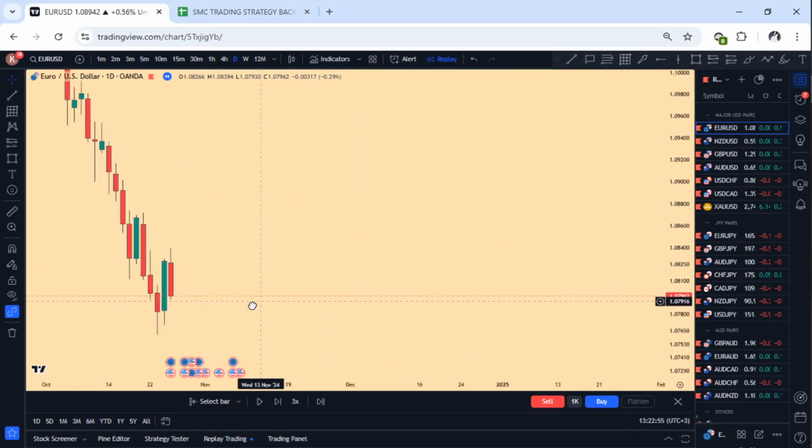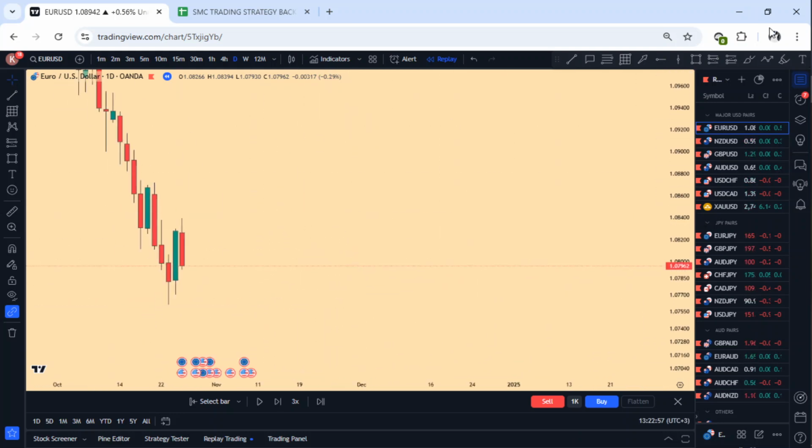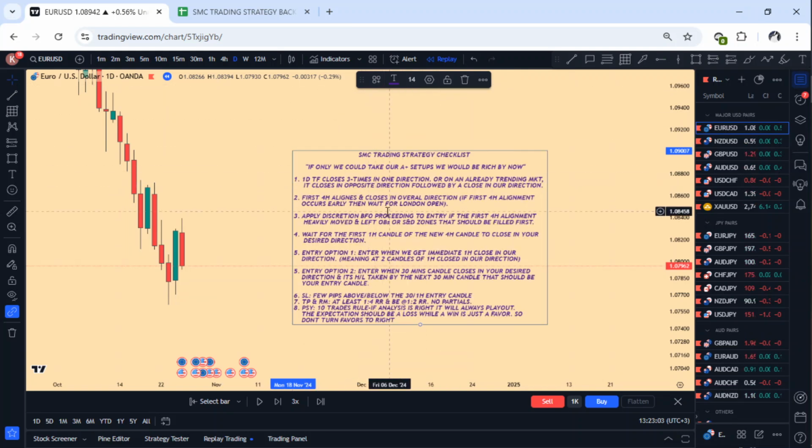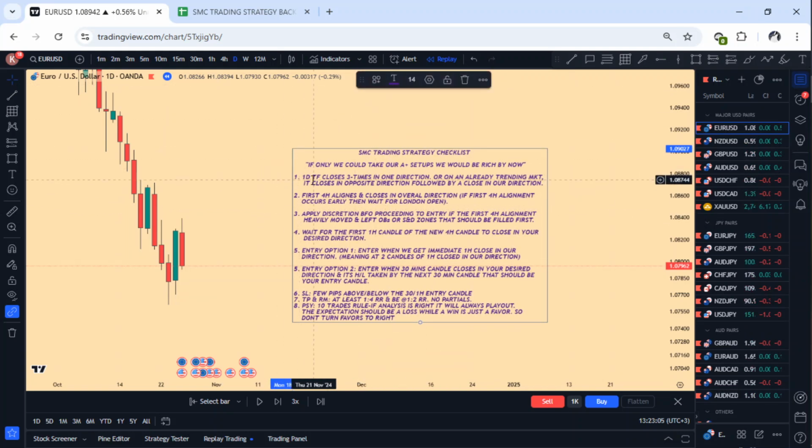Now the checklist is very simple: you just look at the daily time frame, and it is the one that should tell you. So even if you're trading only one pair, it should be the one to tell you what to do. Now the 1 day time frame closes 3 times in one direction, or like in this case, if you see 1, 2, 3, you can trade the 4th day and look at sales the 4th day.